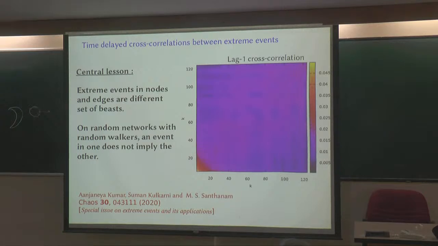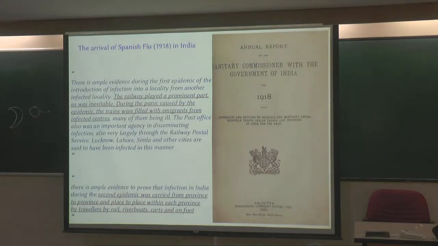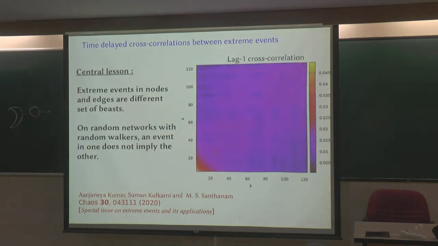Another way of restating that is to say that the extreme events on nodes and edges are very different kinds of beasts. They need to be studied separately. In particular, especially for random networks with random walkers, an event in one does not imply that there will be an event in the other, meaning that extreme events in nodes do not imply that there will be extreme events in the edges. Okay, so I seem to have 10 more minutes.